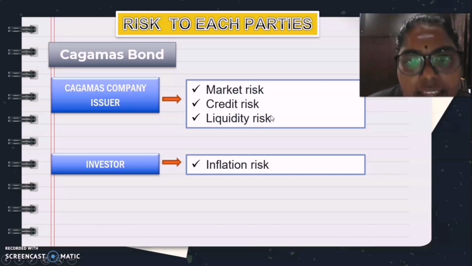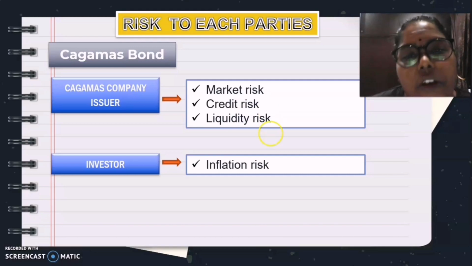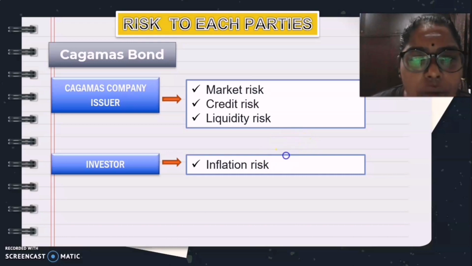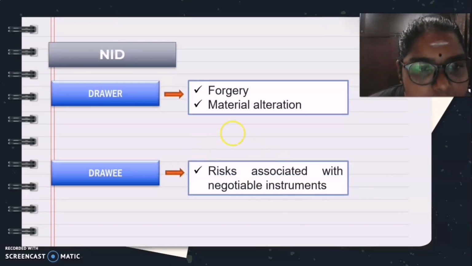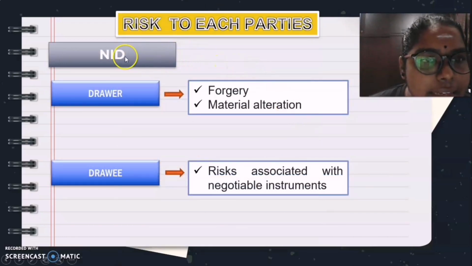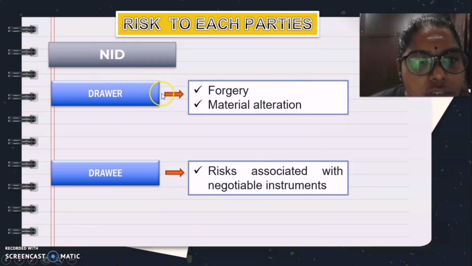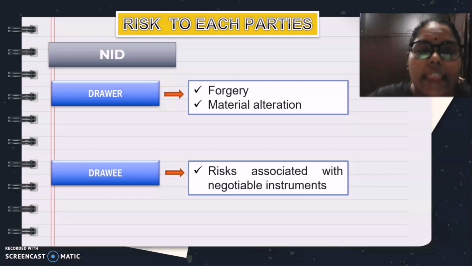While for the investor, inflation risk is the danger of inflation reducing the purchasing power of the potential bond voucher, and loss of the principal. And next is the risk for NID instruments. The drawer will be at risk of forgery when the signature of the drawer has been forged or signed by an agent who has no authority to do so. The drawer or maker will not be liable on the instrument.